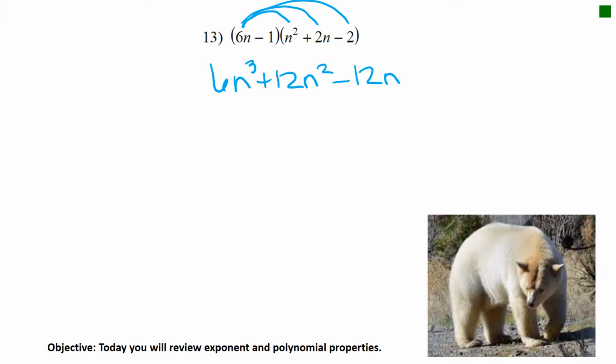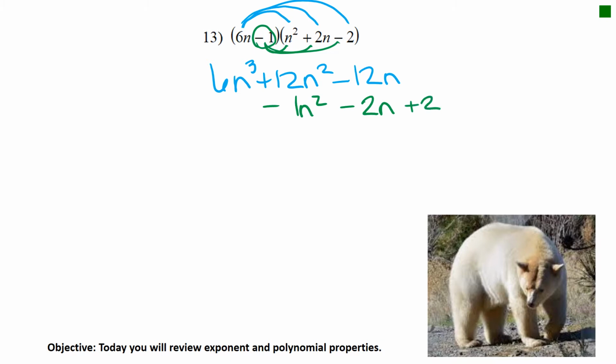Okay, so we're done with the 6n. Now we're going to do the negative 1. Negative 1 times n squared. Before you write it down, you can put it over here. Some people are going to do that. I see the n squared and I go, nope, nope, nope. I'm going to put it under the other n squared. I've got negative 1 times 2n. Again, that's negative 2n, so I'm going to put it under the n.